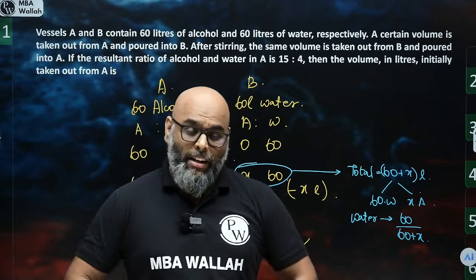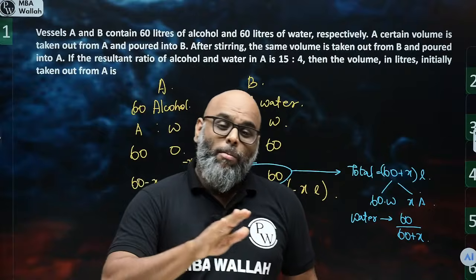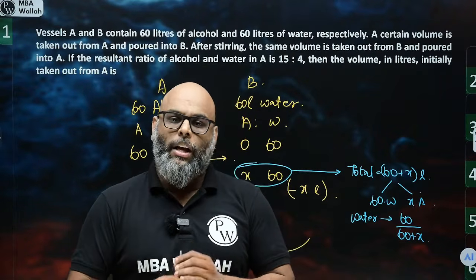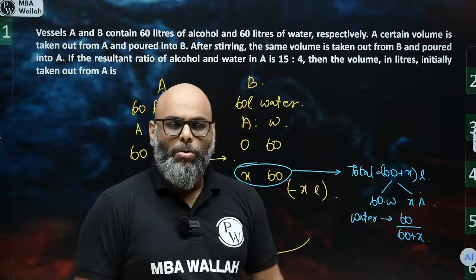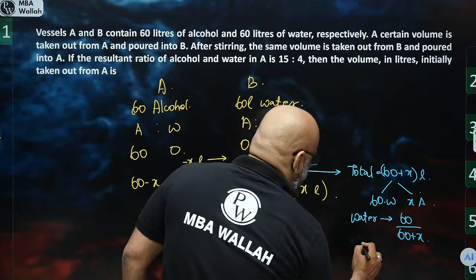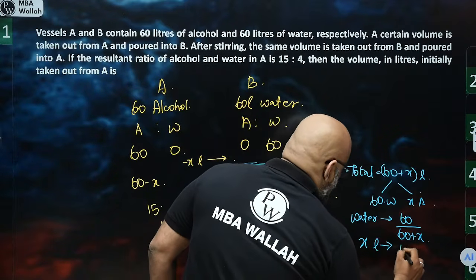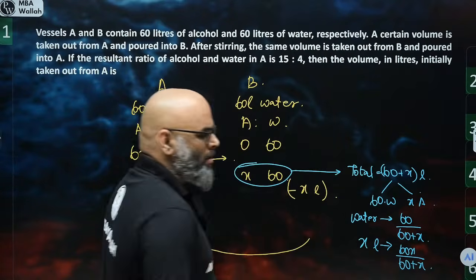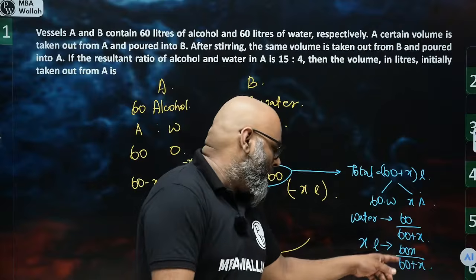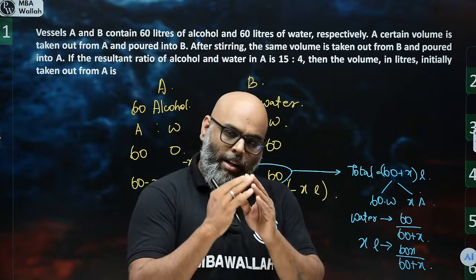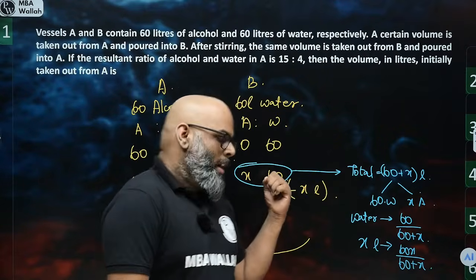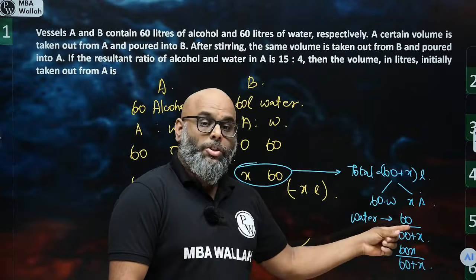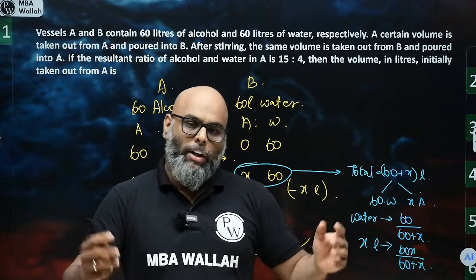Now notice that this is the concentration. I'm going to remove X liters out of it. What will be the water concentration there? Still the same ratio. So in X liters, it will become 60X by 60 plus X. X into 60 by 60 plus X. X liters of this mixture is removed and added over here, and that X liters will have 60 by 60 plus X of water in it.